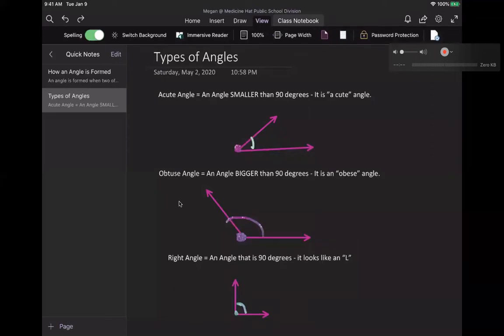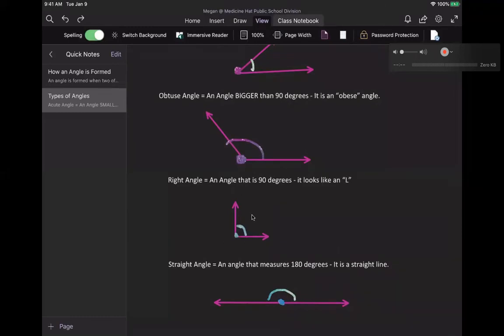Then we're going to move on to the obtuse angle. The obtuse angle is an angle that is bigger than 90 degrees. It's an obese angle, as in it's bigger. If we go back to our right angle, which looks like an L, this obtuse angle is actually bigger than the L. That's why it's obtuse, as in an obese angle. It goes past the 90-degree mark, because the 90-degree mark would be right here.